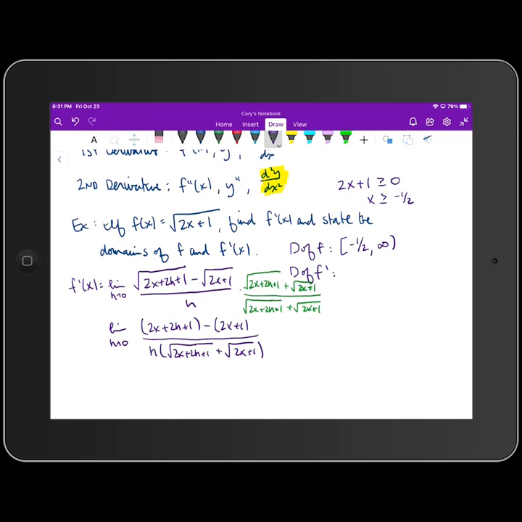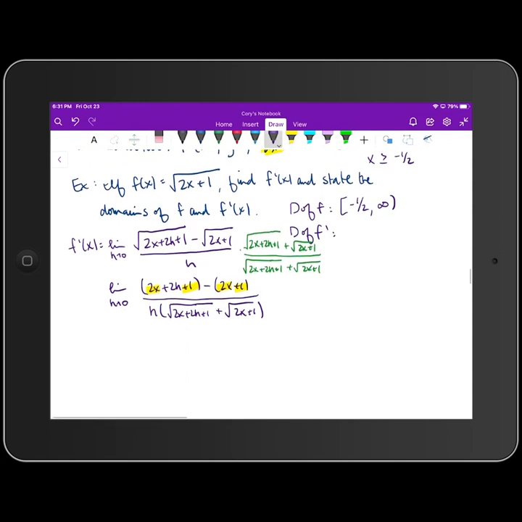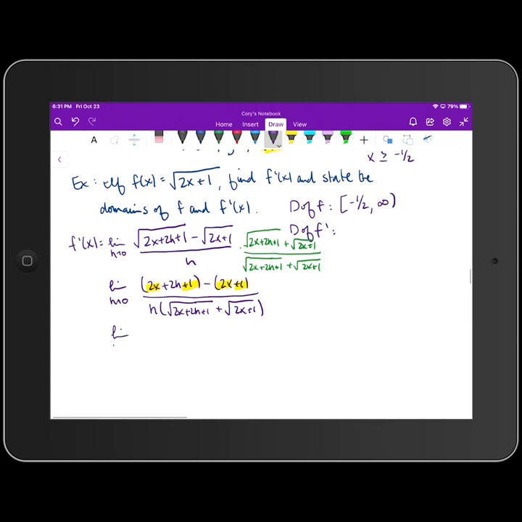Okay, so whenever we simplify that numerator, this positive 2x and that negative 2x will cancel. The positive 1 and negative 1 will cancel. So that leaves me with the limit as h goes to 0 of 2h over h times (rad 2x plus 2h plus 1 plus rad 2x plus 1). So we can cancel this factor of h on top with that factor of h on bottom.